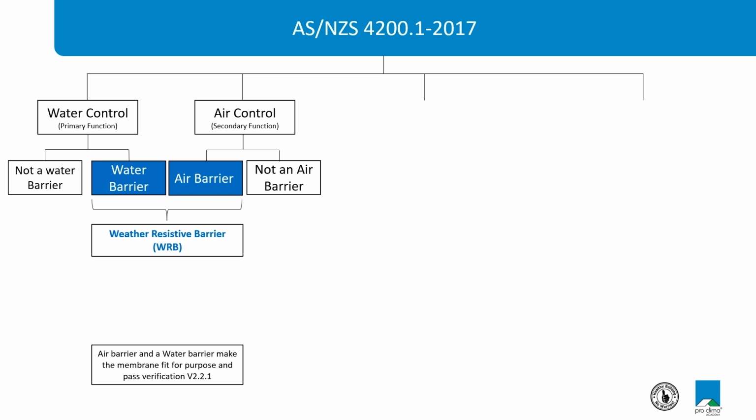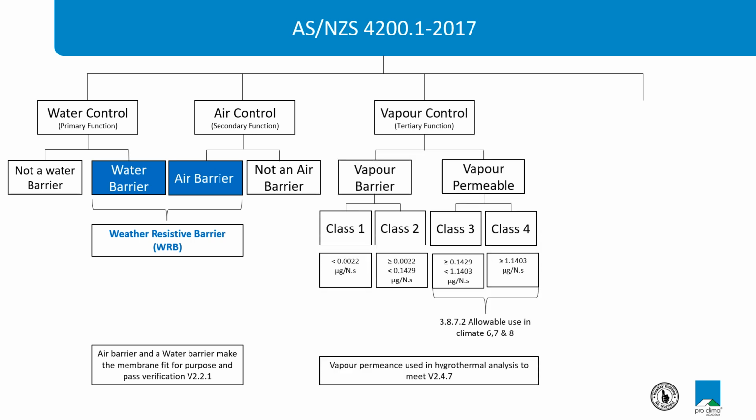So we know that our WRB system needs to be a water barrier and needs to be an air barrier. It needs to be as watertight as possible. It needs to be as airtight as possible. The other thing we need to consider is the vapor control function of those layers on the outside of the structure. So is that weather resistant barrier, the membrane plus any rigid boards in there, vapor permeable enough to allow water vapor out of the system? And this all depends on climate.